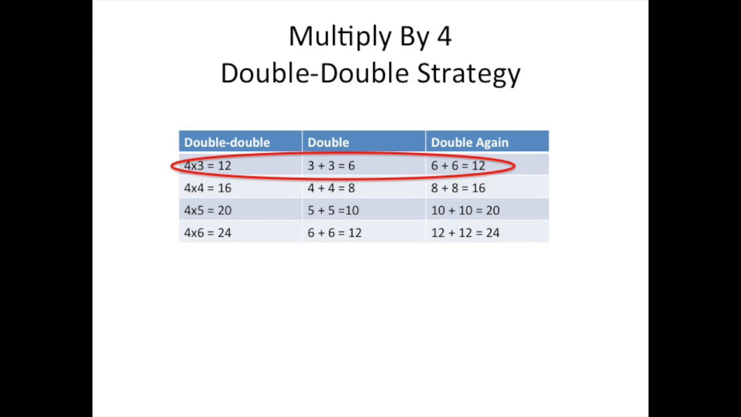Multiplying by 4. To make multiplying by 4 easier, you can use the double-double strategy. To do this, you have to multiply the number by 2 twice. So for 4 times 3, you multiply 3 by 2 and get 6. Then you multiply 6 by 2 and get 12. Your answer for 4 times 3.